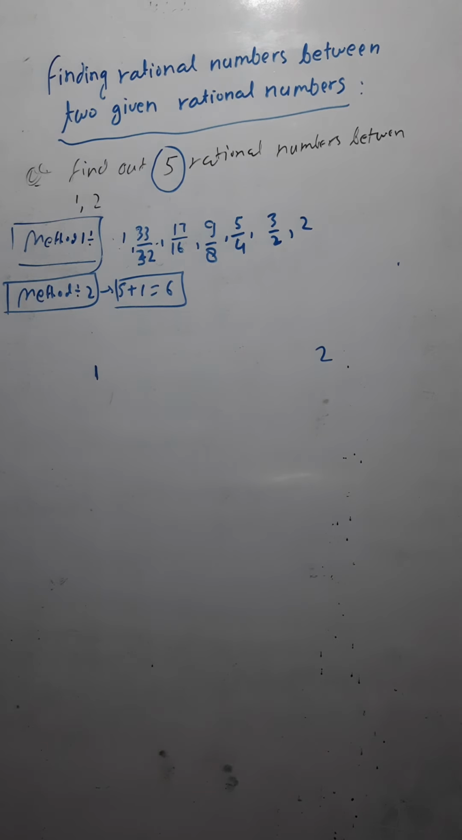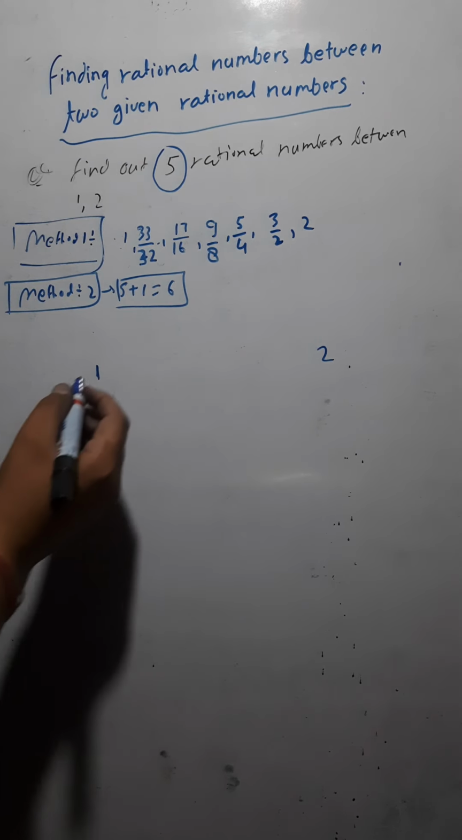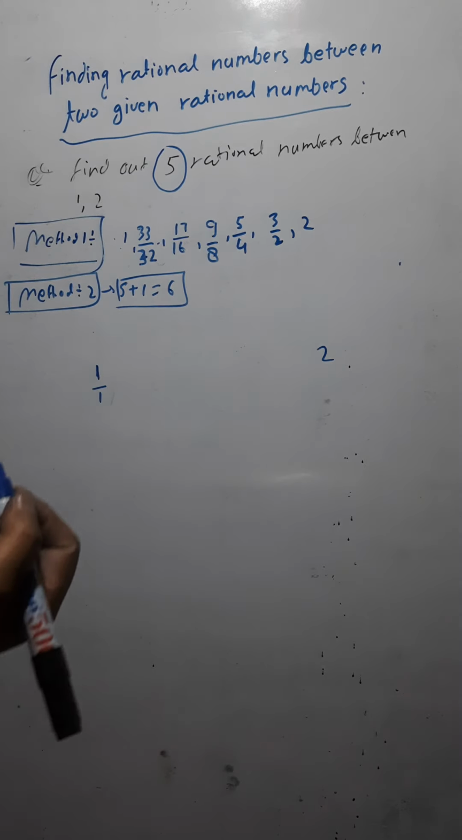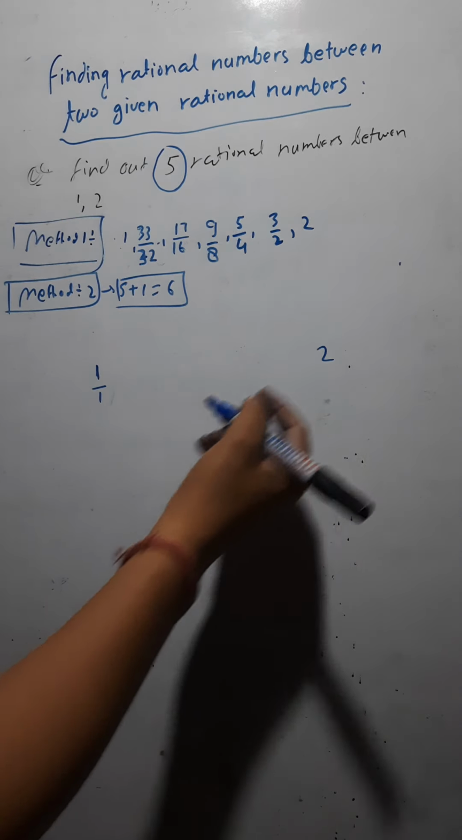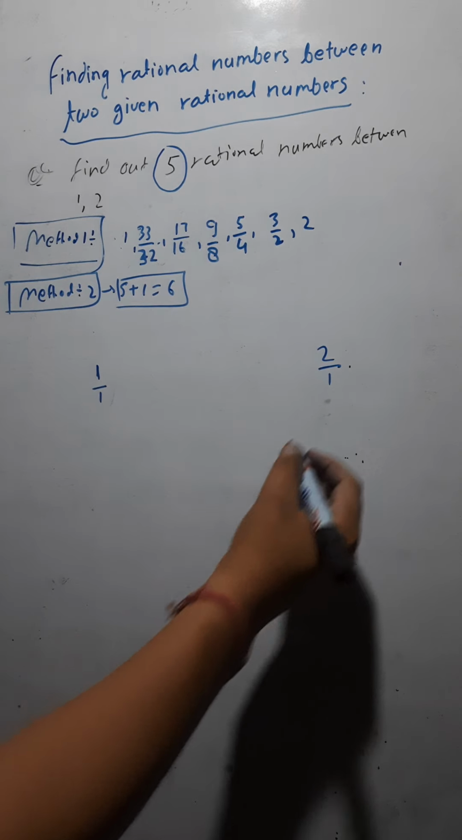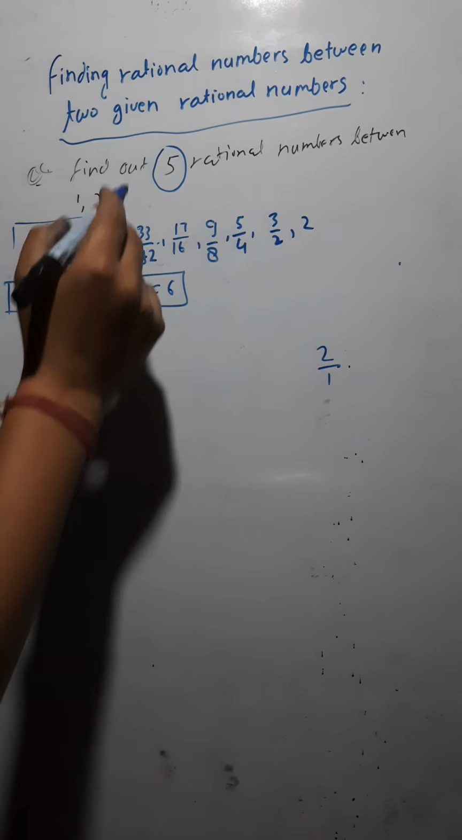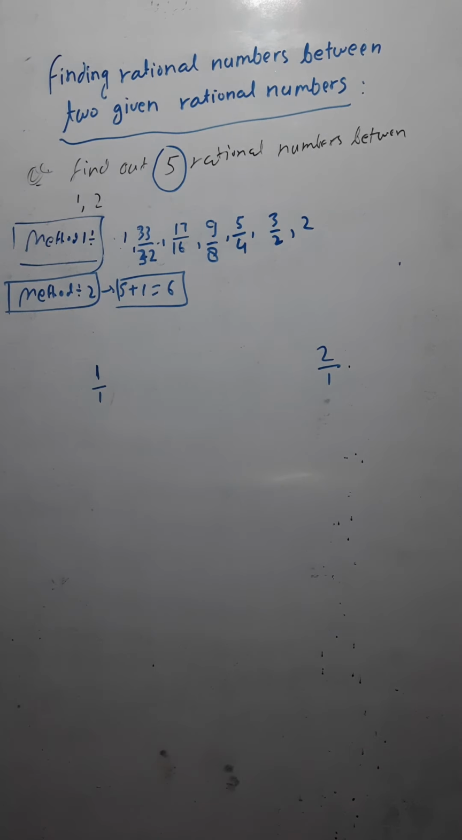Now what I am going to do, just look here. This is the first rational number, 1. So can I write it as 1 by 1? Yes. 2 is also a rational number. So can I write it as 2 by 1? Yes, of course. Now I have to find 5 rational numbers between these two.